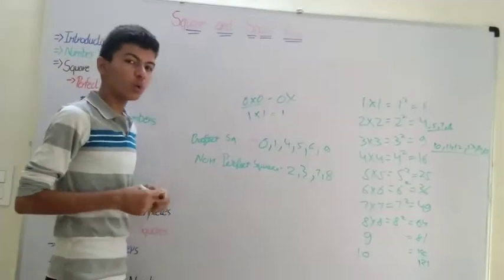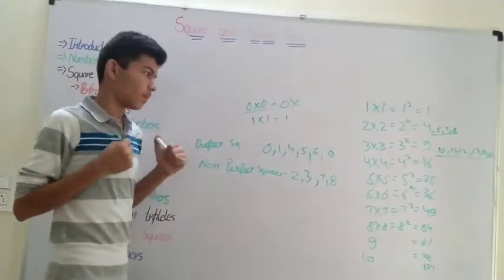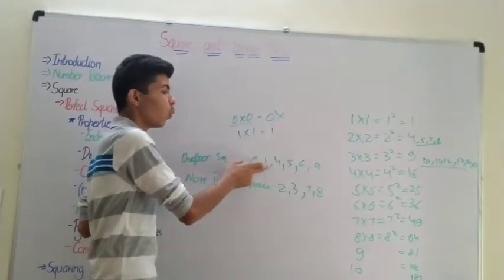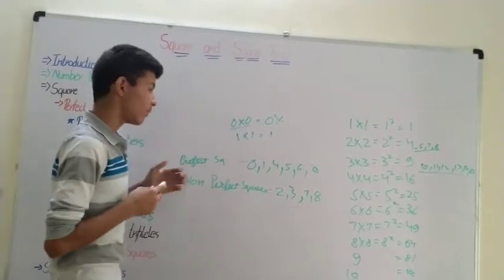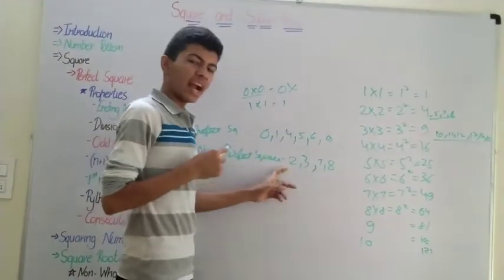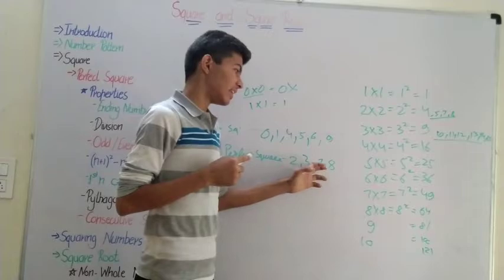So we can conclude that all perfect squares end with 0, 1, 4, 5, 6 and 9. If a number is not a perfect square, then it must end with 2, 3, 7 or 8.